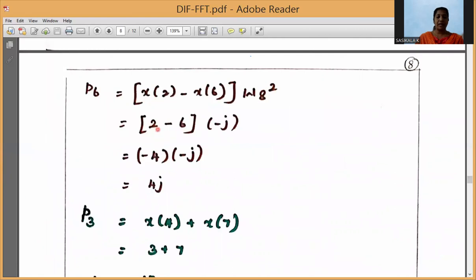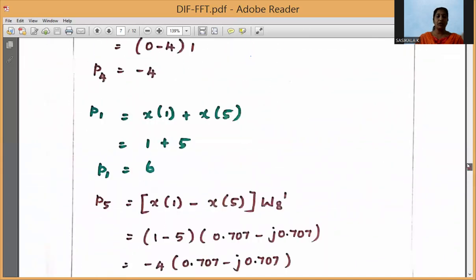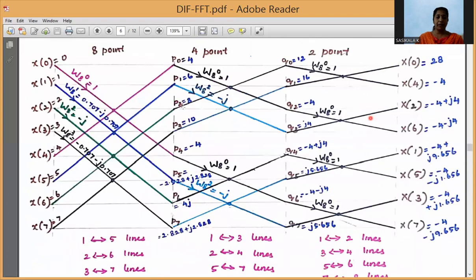So x of 2's value is 2 minus x of 6 value is 6 into the twiddle factor's value W8 power 2, which is equal to minus j. So 2 minus 6 is minus 4 into minus j. So minus into minus plus, j into 4 is 4j. So P6 equal to 4j and P2 equal to 8. So write P2 equal to 8 and P6 equal to 4j.